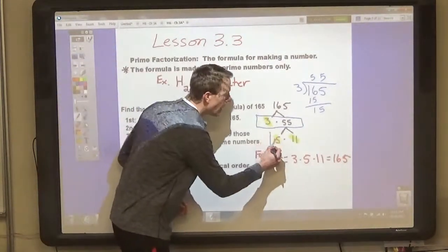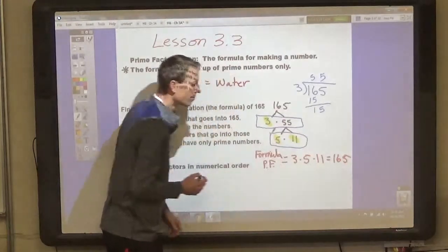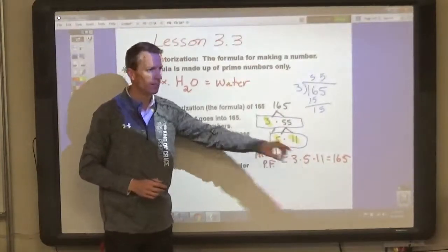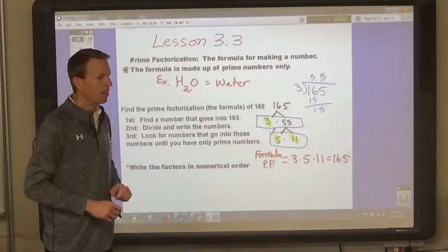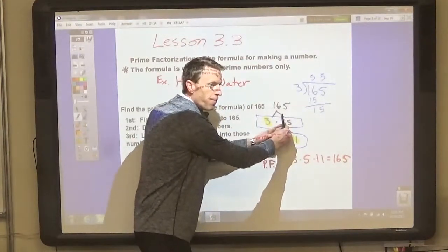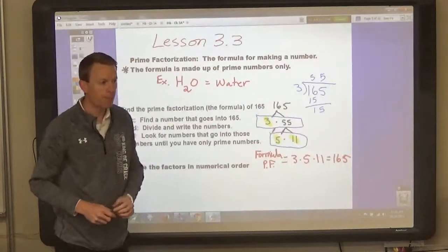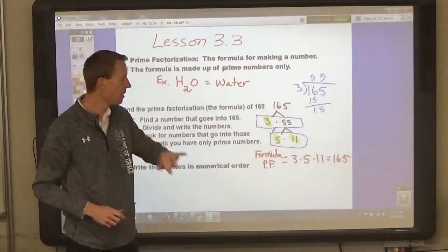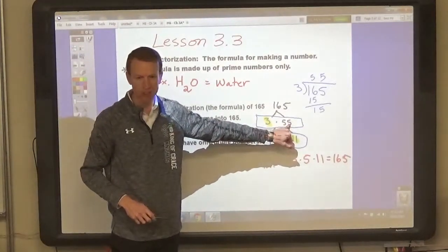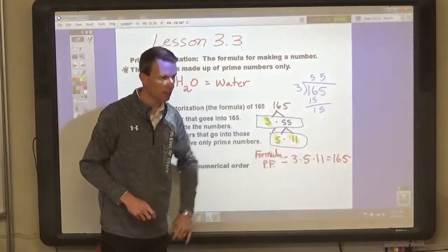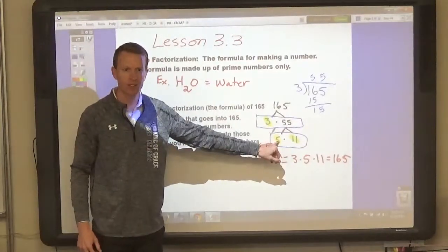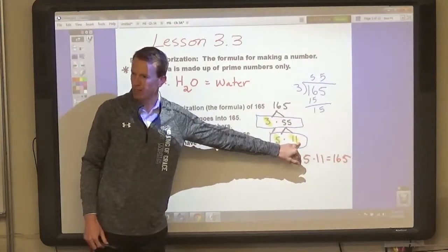So where did these numbers come from? Where did we get these 2 numbers? We took 55 and we found the 2 numbers that make 55. 5 goes into 55 how many times? 11 times. Now, is 5 a prime number? Is 11 a prime number?